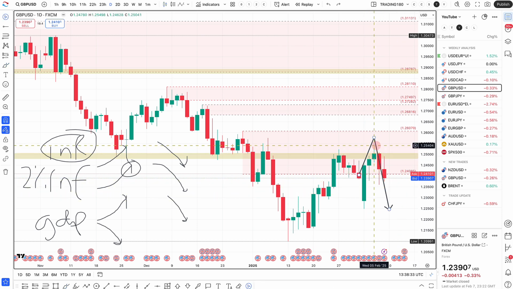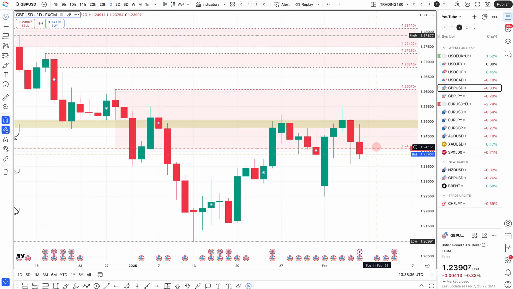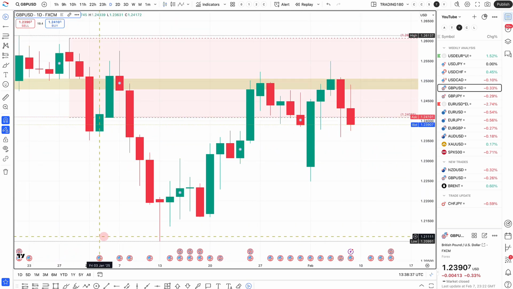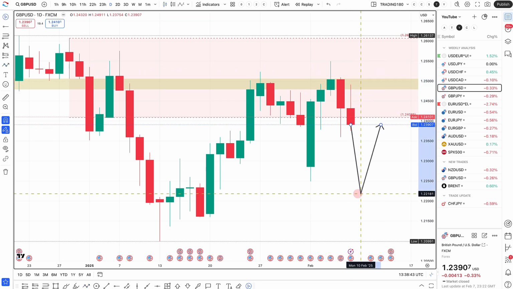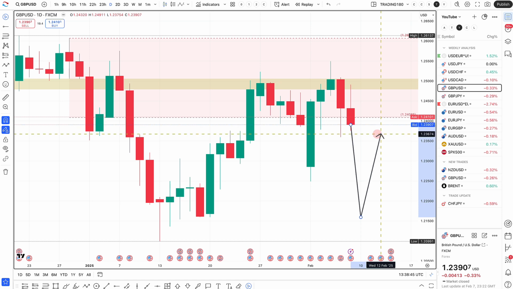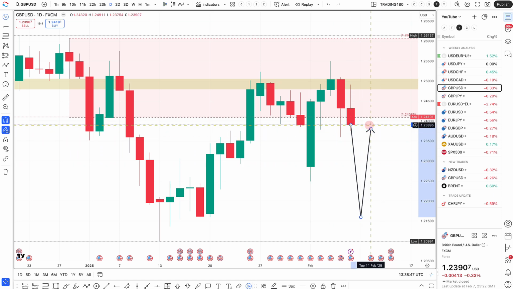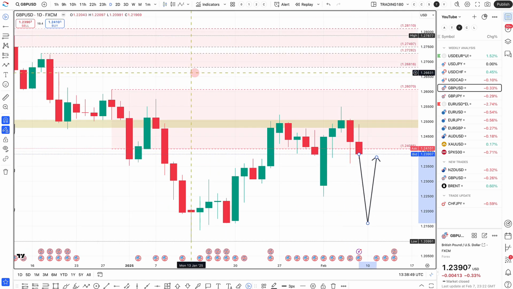If you are looking at going short on this pair, then you're really looking for maybe a bit more of a pullback before going short, if it can do that. Or if prices make lower lows, then you're waiting for a pullback into a level of supply before going short.